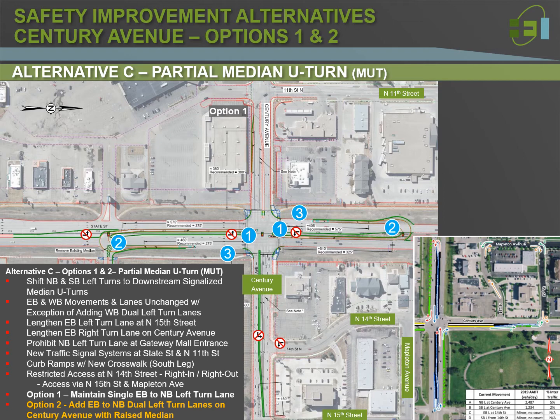Alternative C, options 1 and 2, also include improvements along the Century Avenue corridor previously discussed as part of Alternative B, options 1 and 2, which included the addition of westbound dual left turn lanes, restricted access at North 14th Street resulting in right-in, right-out access, and rerouting of traffic along North 15th Street and Mapleton Avenue, lengthening the eastbound left turn lane to North 15th Street, lengthening the eastbound right turn lane on Century Avenue, and replacement of the traffic signal systems at State Street and North 11th Street intersections, as well as curb ramp upgrades, and a new crosswalk would be installed on the south side of the main intersection.